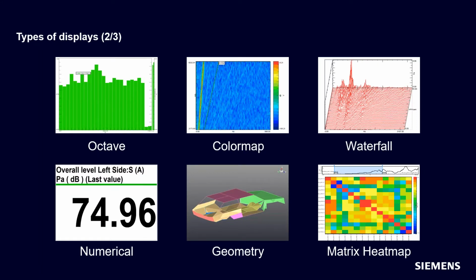Octave displays are specifically for third octave or whole octave acoustic data, typically. A color map and a waterfall are sort of partner displays. The color map is really just a bird's eye view of a waterfall. A waterfall is a 3D map of a frequency spectrum, amplitude versus frequency, and then versus some other tracking parameter, maybe time or RPM. Same with the color map there.